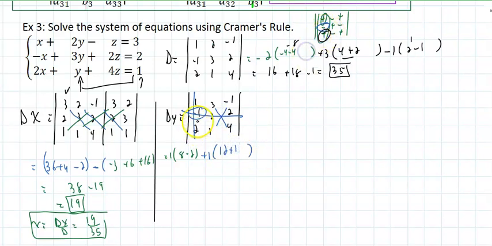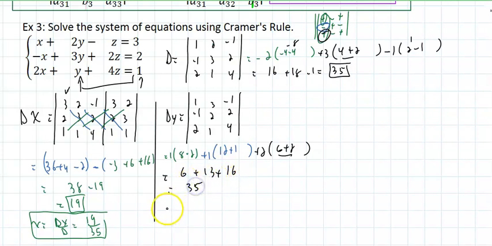And if I take the last, positive times a positive is a positive 2, and if I cross its row and column, that is 6 plus 2. Minus a negative 2, that's plus 2. And that would be 6 plus 13, and that's 8, 16, is that right? If I make an error in the addition, just make sure you understand the process. That is 35. So y is d sub y divided by d, which is 35 over 35, which is a 1.